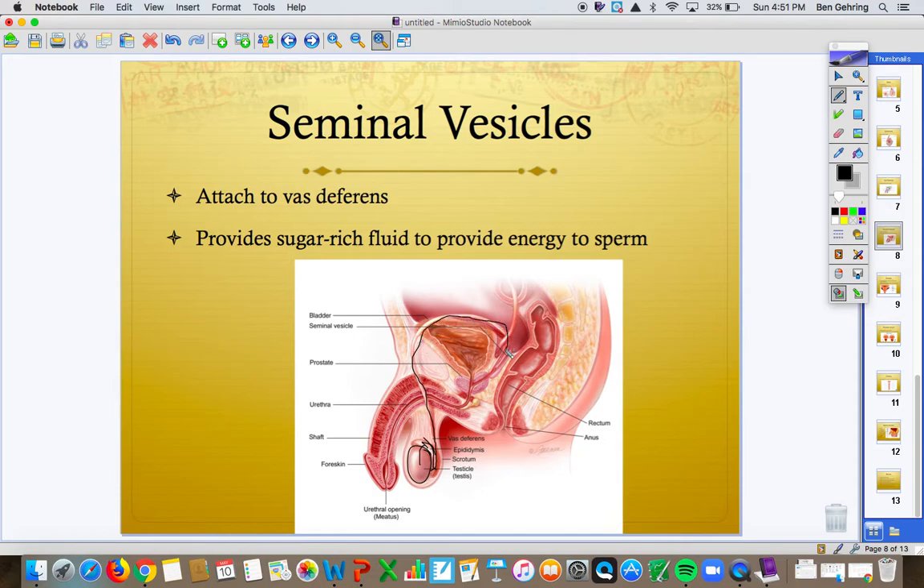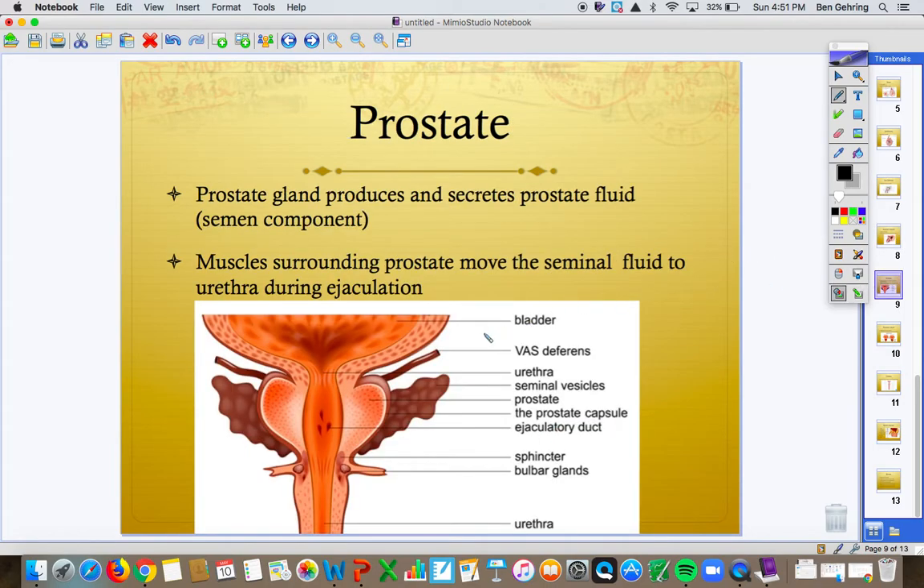When your vas deferens go into or close to the prostate, they merge with this structure called a seminal vesicle. This vesicle produces a sugar-rich fluid to give the sperm energy, because they will need to travel once they leave the body. So they give the sperm that energy, and this is right before the prostate gland. This is your seminal vesicle, which merges with your vas deferens as it enters the prostate gland here. And so speaking of that, let's talk about the prostate gland.